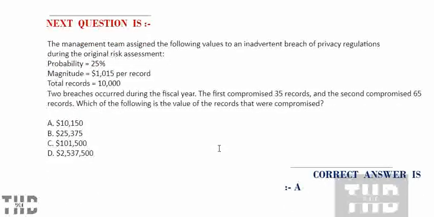See the next one. The management team assigned the following values to the inadvertent breach of privacy regulation during the original risk assessment. Probability 25%, magnitude $1,015 per record, total records 10,000. Two breaches occurred during the fiscal year. The first compromised 35 records and the second compromised 65 records. Which of the following is the value for the records that were compromised? The correct answer is option A, $10,150.